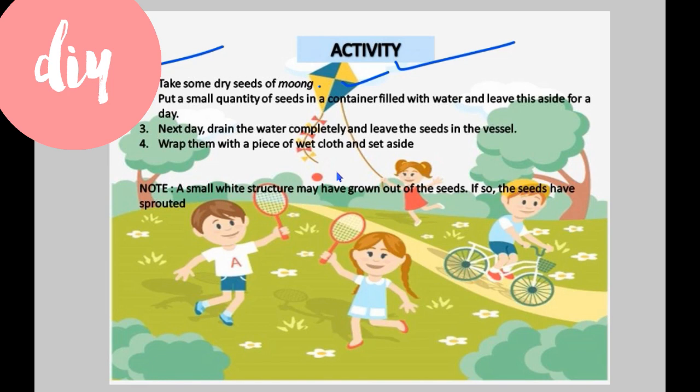After leaving that for some time, wrap them in a piece of wet cloth or set them aside for another day. And after that, what will you observe? Share that experience with me in the comments below. And after that, you can see a white structure that may have grown out of the seeds. That white structure is known as sprout. So here sprout is important. Keep that in your mind.